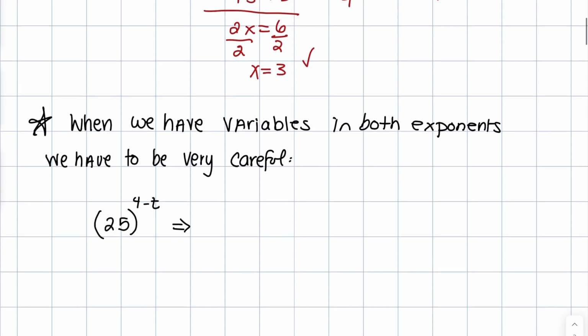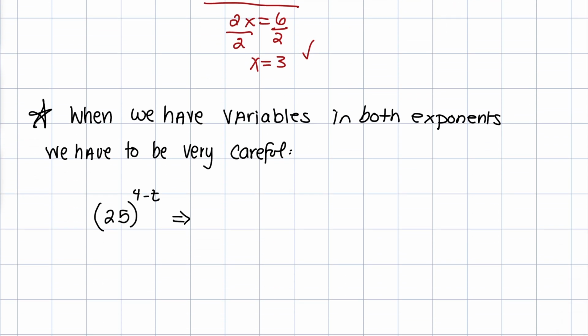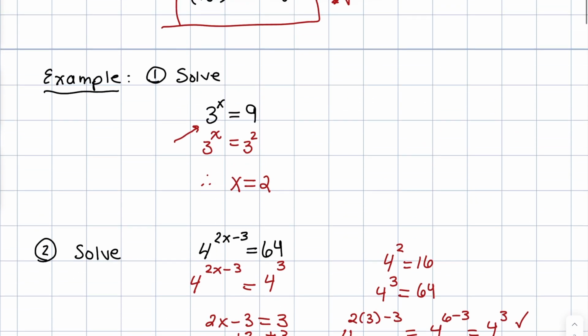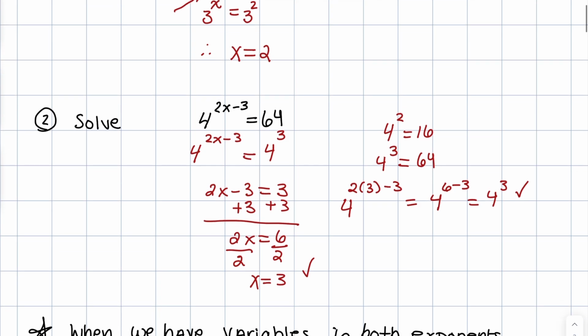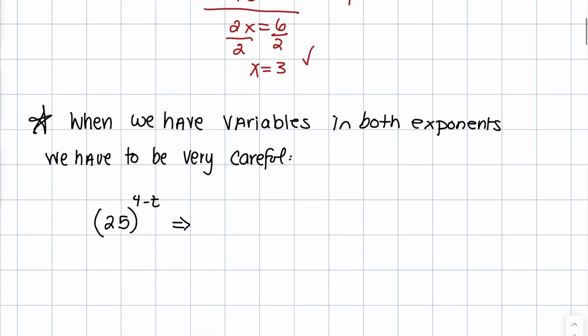When we have variables in both exponents, we do have to be careful. For these ones, we just had a number, and then an exponent that was a variable. But let's practice rewriting this in terms of base 5. So this is going to be 5 squared, that's 25, all raised to the 4 minus t. Now, remember, the rule is x to the a risen to the b power is x to the ab.